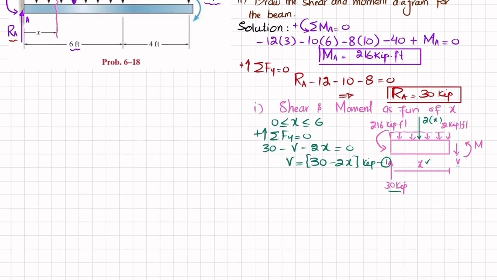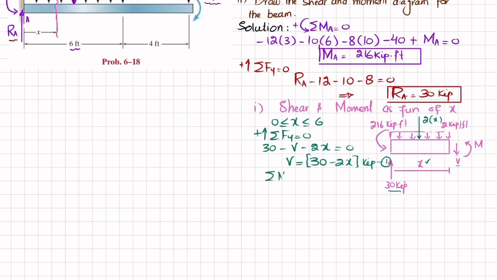Now we'll find this M. So for M we will apply the sum of all moments about a point. Let this be point O, equal to 0, taking the counterclockwise moment as positive. So about this point O, the first moment is 30 into perpendicular distance x. This is clockwise, so it will be negative. So I will write first, minus 30 into x. The second moment is due to this external moment which is counterclockwise, and this is 216. So I will write plus 216.